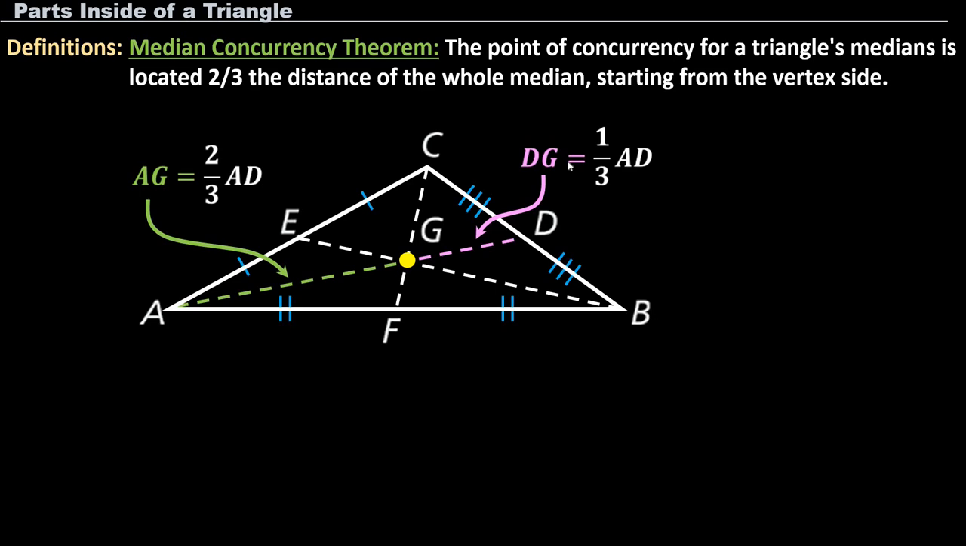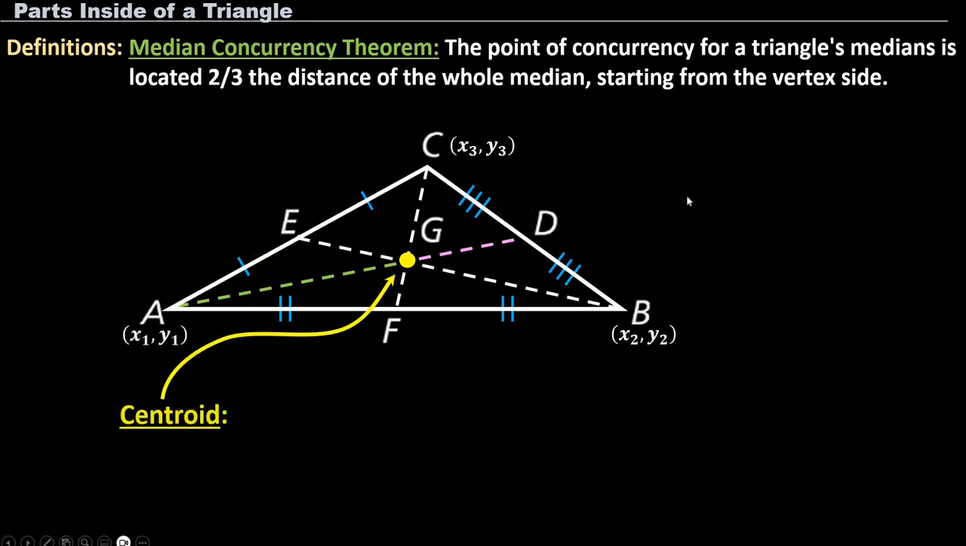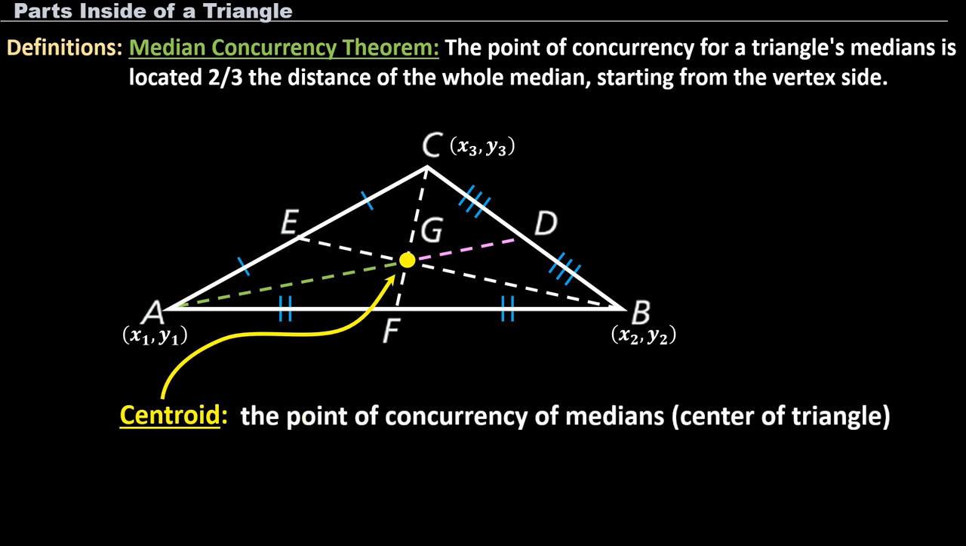Now the other thing we want to look at is G itself. If we were on a coordinate plane, and we knew the coordinates of A, x1, y1, the coordinates of C, x3, y3, and the coordinates of B, x2, y2, then we could say that the centroid, which is the point of concurrency of the medians, the center of the triangle, is located by taking our x values, adding them together and dividing by 3, and taking our y values, adding them together and dividing by 3.